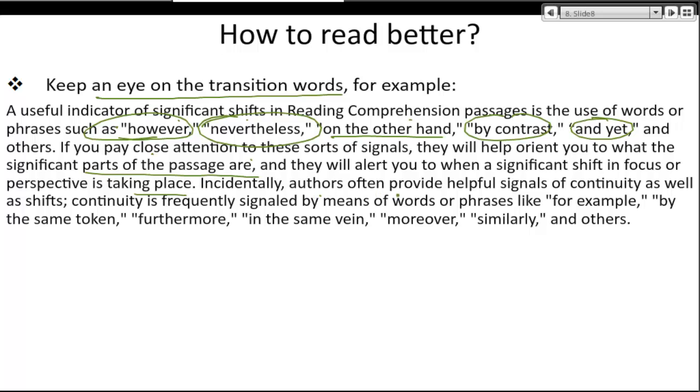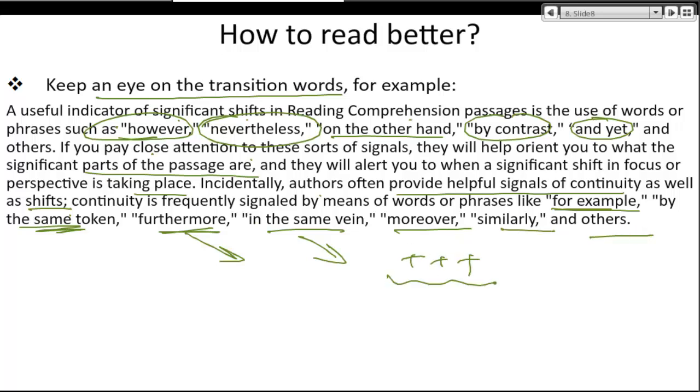Incidentally, authors often provide helpful signals of continuity as well as shifts. For example, what is the example? By the same token, what is the same token? Furthermore, what is being added? In the same way, what is being added? Moreover, similarly, and others. So these are all adding information. That means similar ideas are going to come, so you can increase the speed.